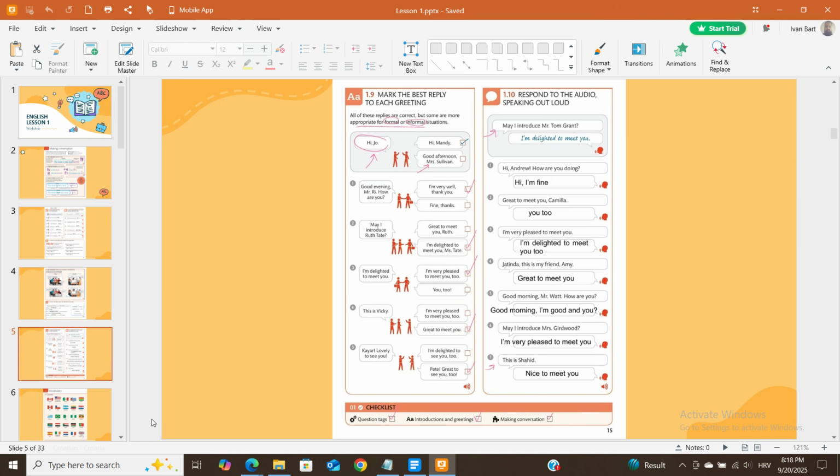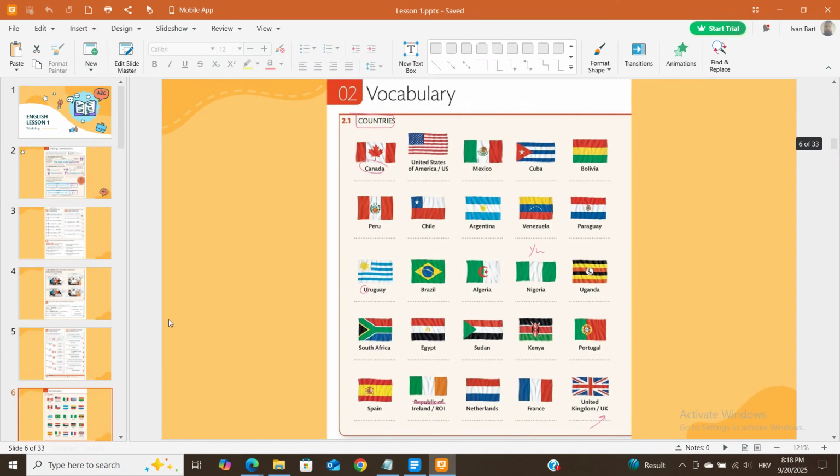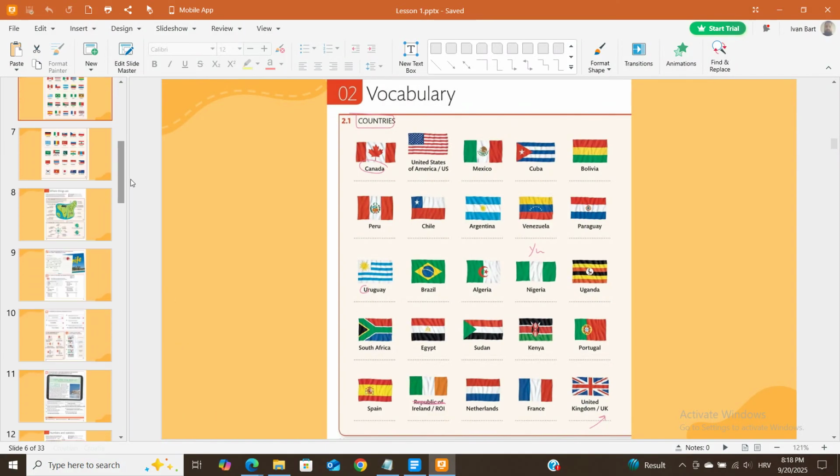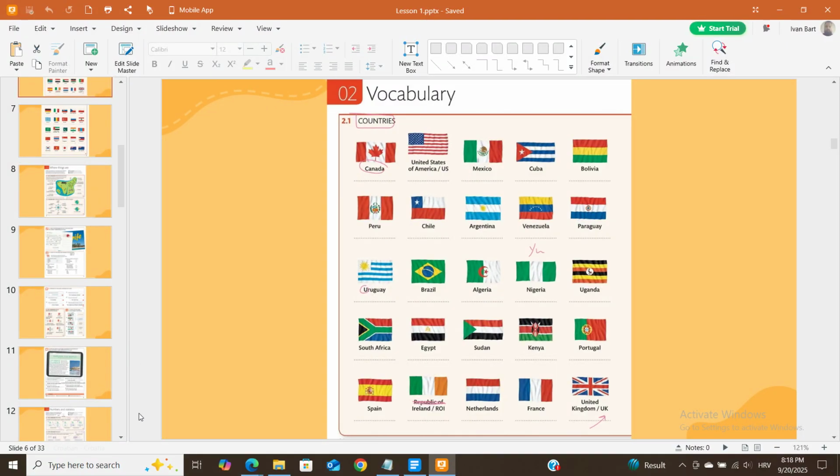Vocabulary: countries. United States of America, US. Canada. Mexico. Cuba. Bolivia. Peru. Chile. Argentina. Venezuela. Paraguay. Uruguay. Brazil. Algeria. Nigeria. Uganda. South Africa. Egypt. Sudan. Kenya. Portugal. Spain. Republic of Ireland, ROI.